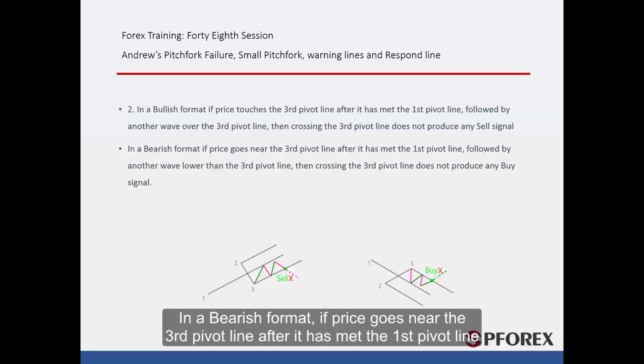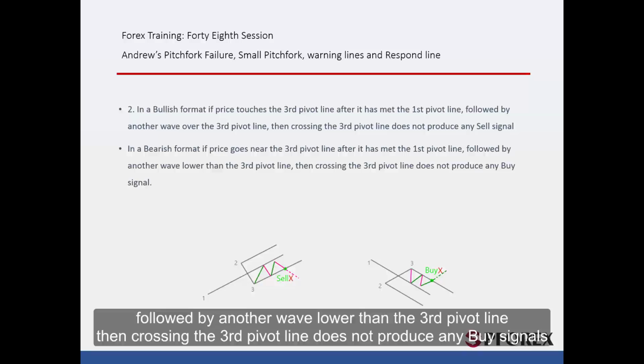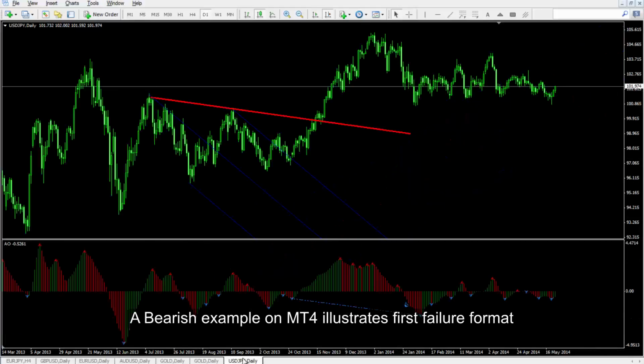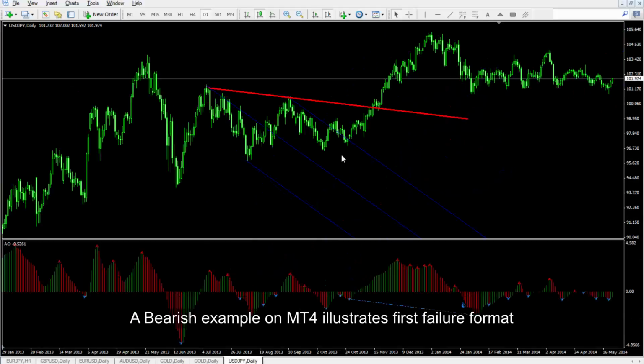In a bearish format, if price goes near the third pivot line after it has met the first pivot line, followed by another wave lower than the third pivot line, then crossing the third pivot line does not produce any buy signals. A bearish example on MetaTrader 4 illustrates the first failure format.